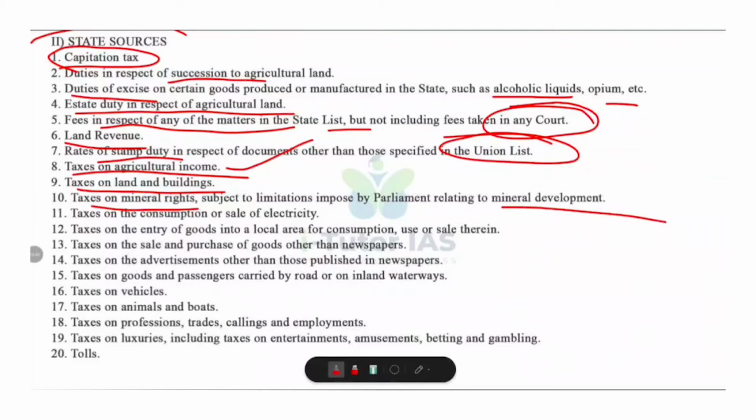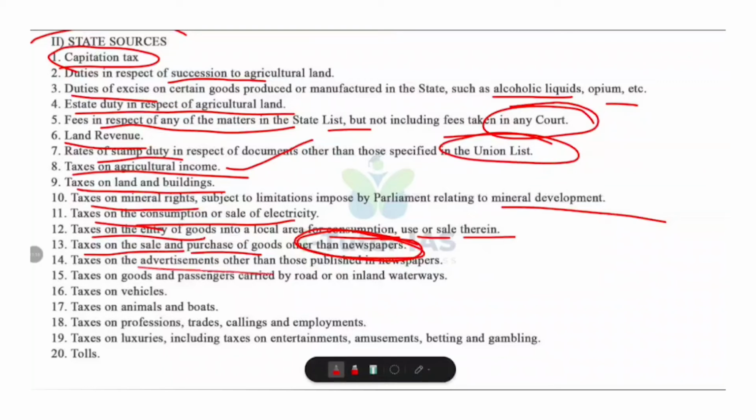Then taxes on consumption or sale of electricity. Hope you understand that. Then entry tax. Okay, entry tax. That is tax on the entry of goods into local area for consumption, use or sale. Then taxes on sale and purchase of goods. Except newspapers. Remember that, okay? Except newspapers. Exceptions are a favorite topic for UPSC, so remember these things. So this power shifted under GST but constitutionally remains listed.